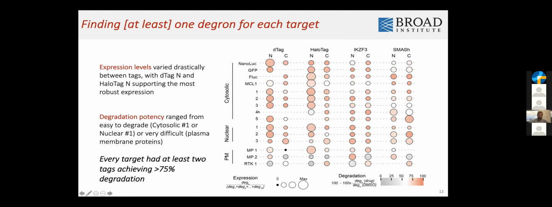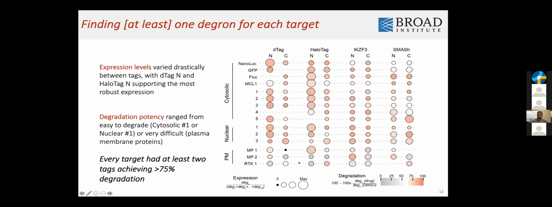Here I'm showing a heat map for all 15 targets that we had cloned in, binned by the class of the protein. So we have cytosolic, nuclear, plasma membrane proteins. We're showing results just for these 8 different constructs, 4 technologies. We're currently excluding the AID data because of some technical glitches, so it's not quite ready for prime time. And here I'm showing the expression level for a particular Degron tag shown as the size of each dot, and the color encodes the degradation potency that we see upon addition of the drug.